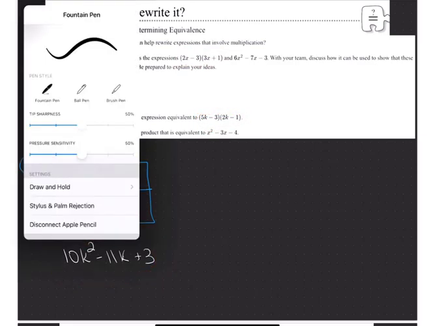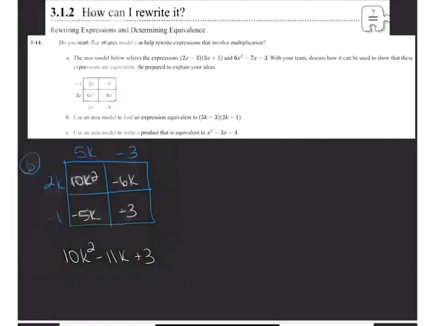So for C, oops, they want us to actually come up with that model. They're giving us this trinomial, and they want us to take that trinomial, put it into the area model, and then come up with what our factors are. So we're really doing just the opposite of what we did for B. So I'm going to make my model. I'm going to go by a 2 by 2 model.